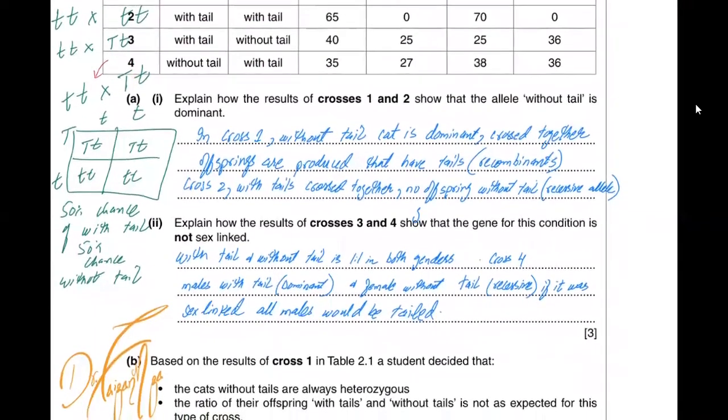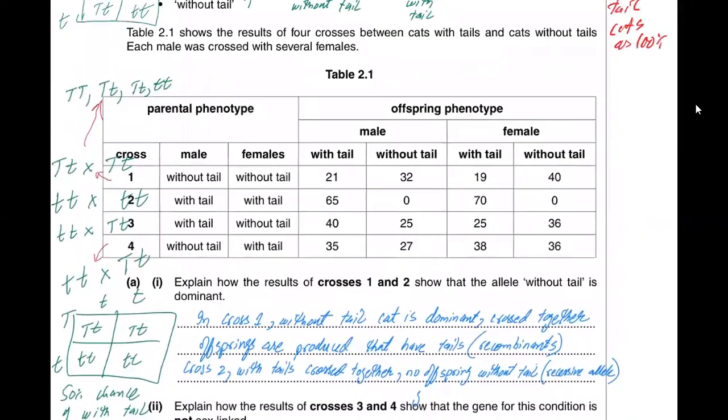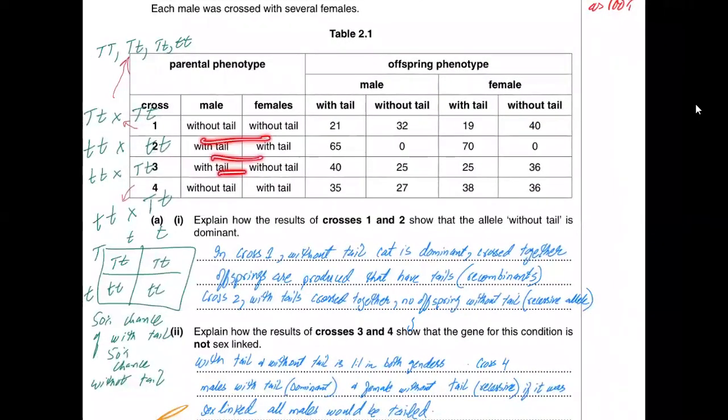Now, if we start with this question, my most probable outcome of all these crosses is that the first cross is between two heterozygotes, the second cross is between two homozygous recessives, the third is between one homozygous recessive and a heterozygous dominant, and the fourth is again a heterozygous dominant with a homozygous recessive.